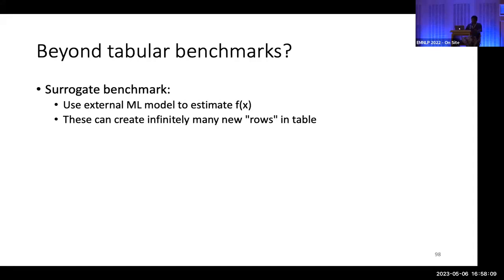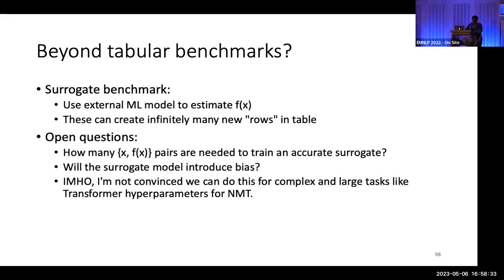All right, now you can actually go beyond tabular benchmarks. The same group that tried tabular benchmarks tried something else, where they just created a new model that estimates the accuracy. So now you can think of it as a tabular benchmark where you can generate infinitely many new rows in the table.